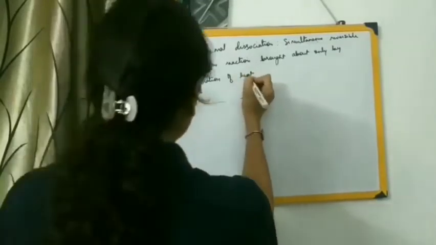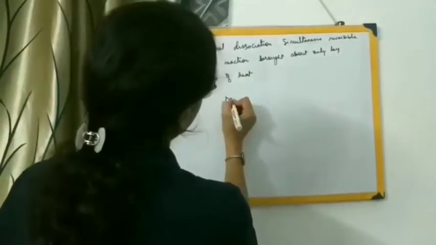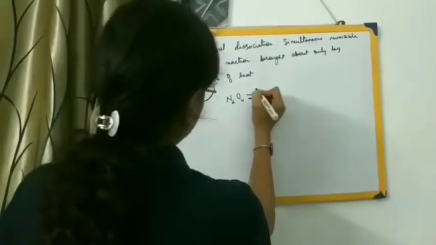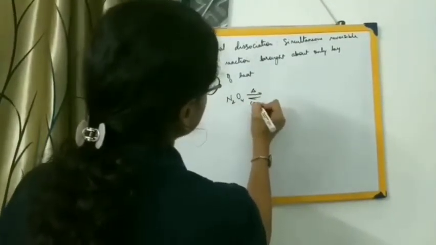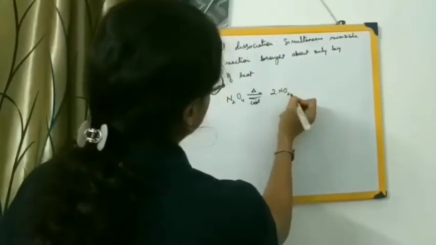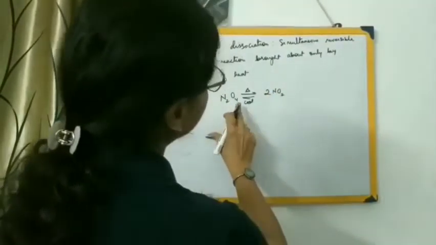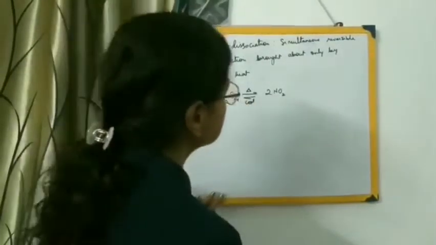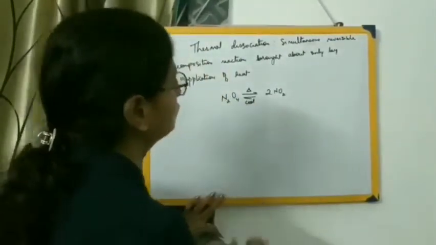Let me give you another example of this type of reaction. That is N2O4. This takes place by application of heat, and this is reversible on cooling. It will form 2NO2. That is, dinitrogen tetraoxide on heating forms 2 molecules of nitrogen dioxide, which again reverses back on cooling to form N2O4.